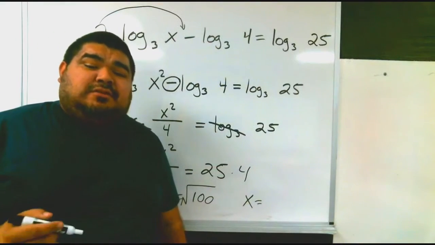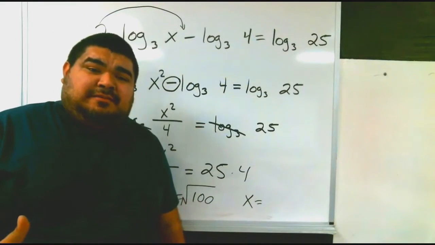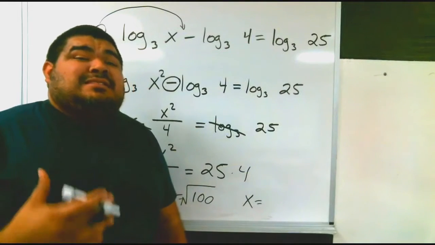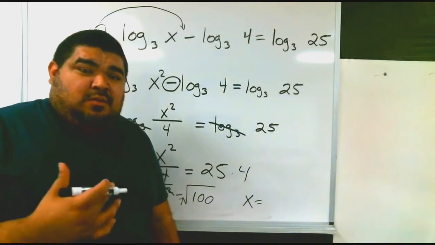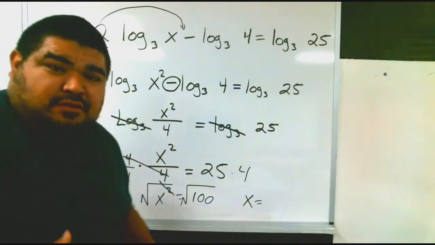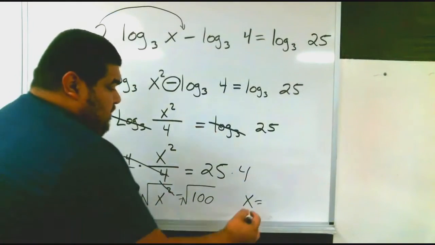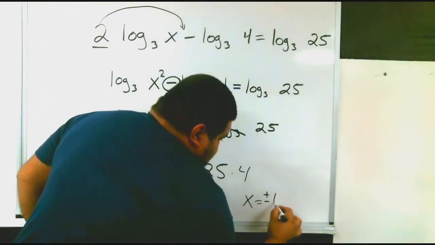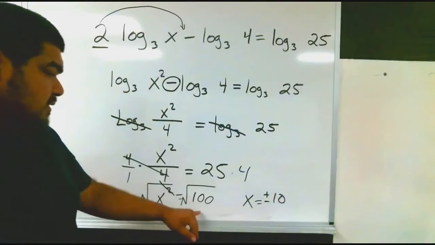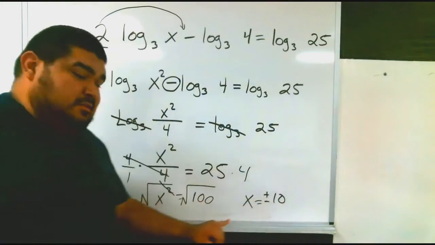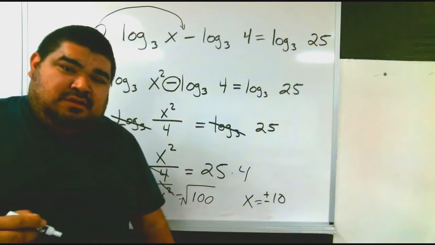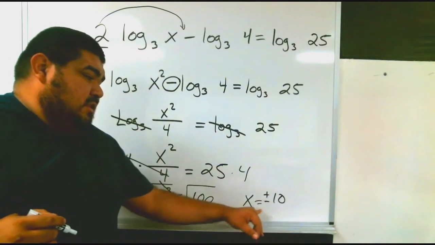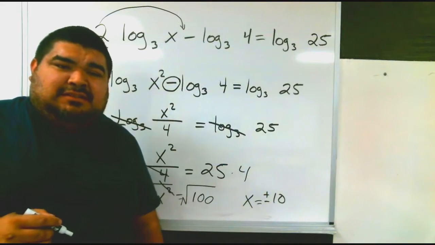So the answer is, some of you might say 10. That's right, but that's not the whole answer. With radicals, if they're perfect squares, they can be positive and negative 10. Because negative 10 times negative 10 is positive 100. Positive 10 times positive 10 is also 100. So the answer equals positive or negative 10.